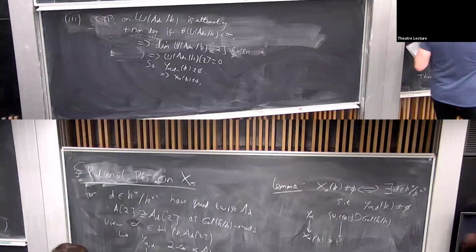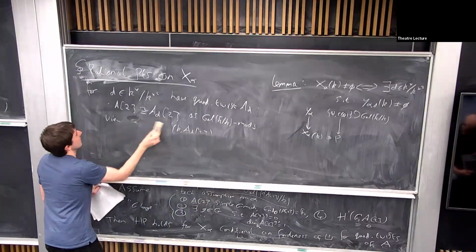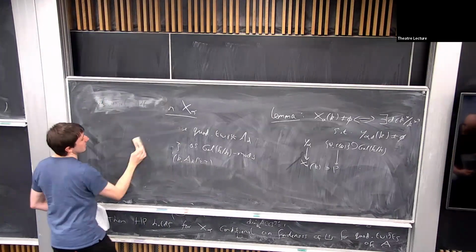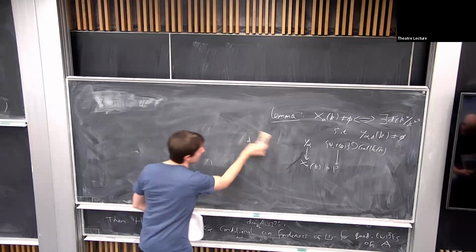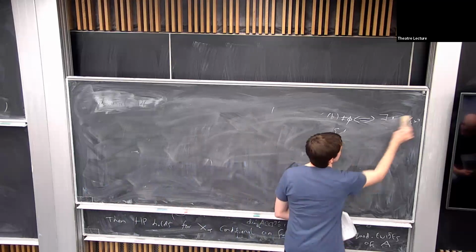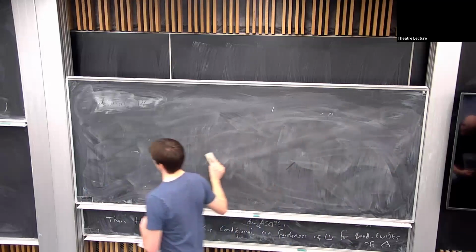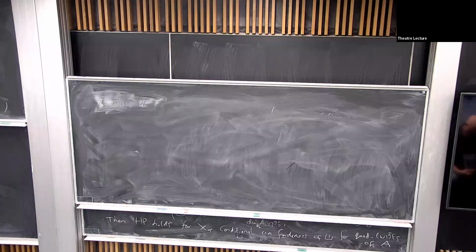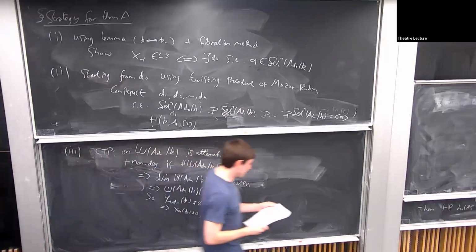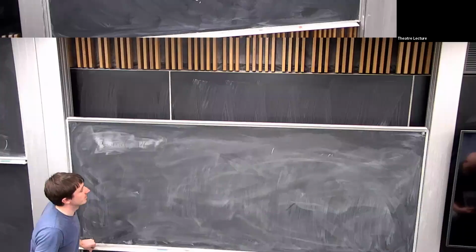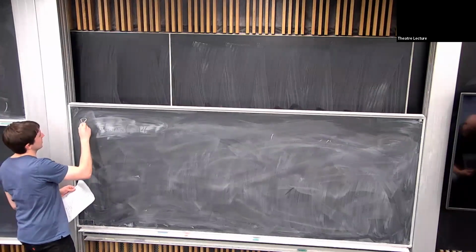Okay, so in the last five and a bit minutes, let's look at what goes wrong with that strategy in the case of this theorem B of mine, and what we do to resolve it. So there are two problems.